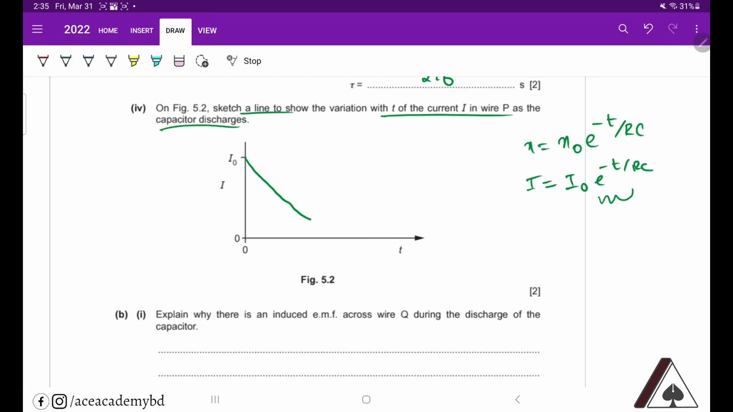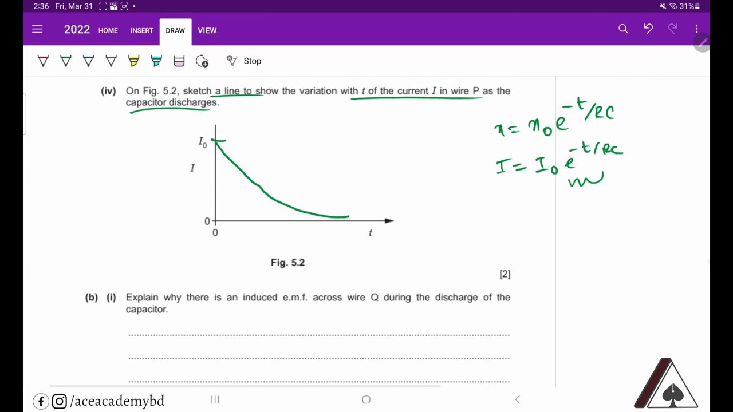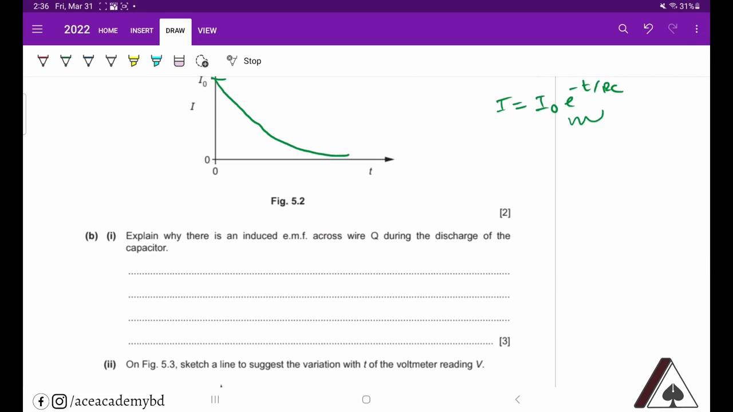I'm trying to draw it. So that is our peak current, and this shall be asymptotic to the x-axis. And this is basically the shape of the graph. You have to know the shape of this graph, and you can easily answer this question.